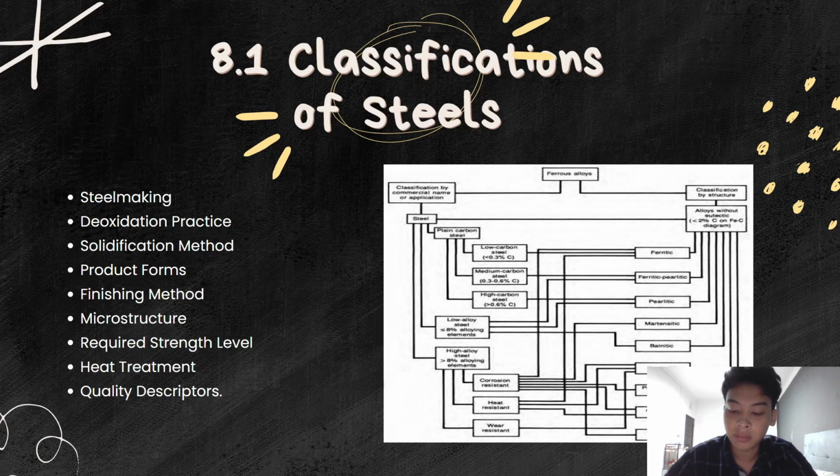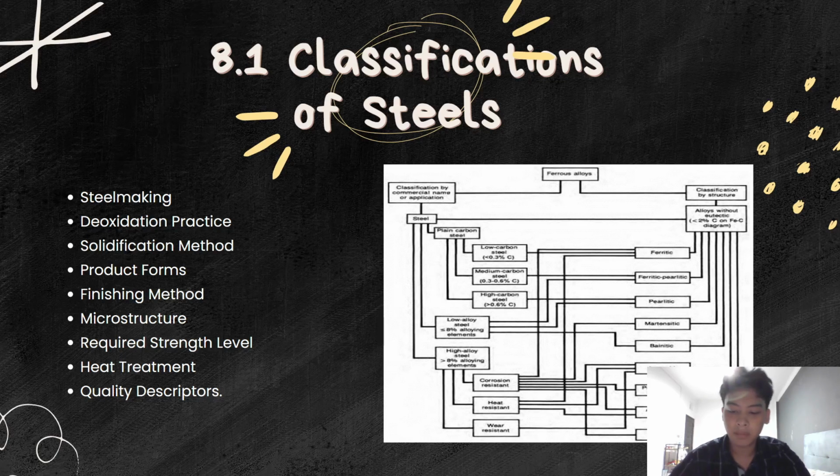The microstructure, such as ferritic, pearlitic, and martensitic. The required strength level, the heat treatment, and the last, quality description.